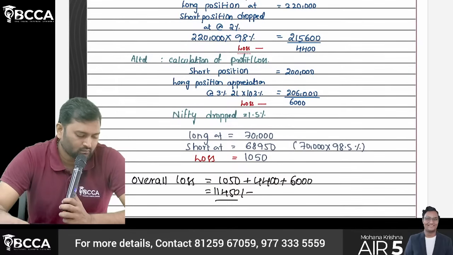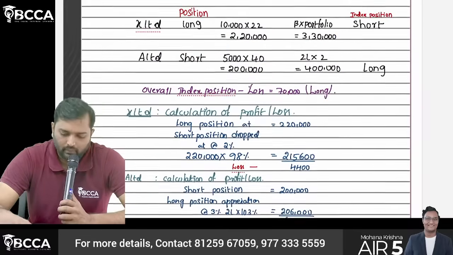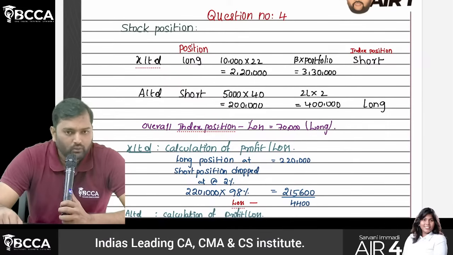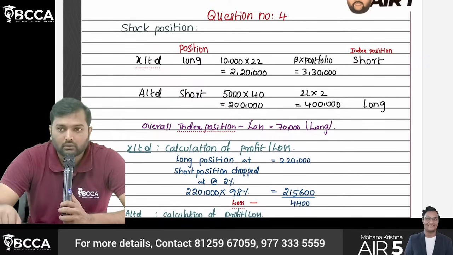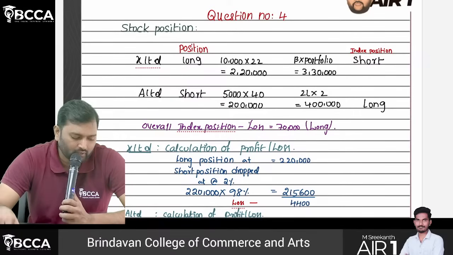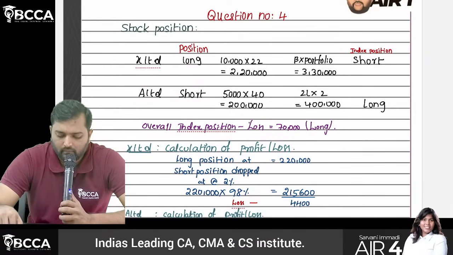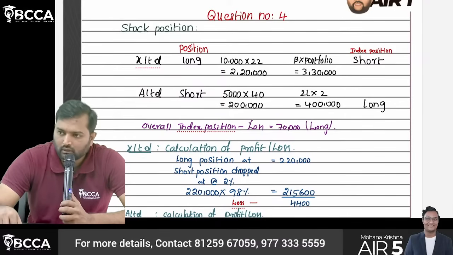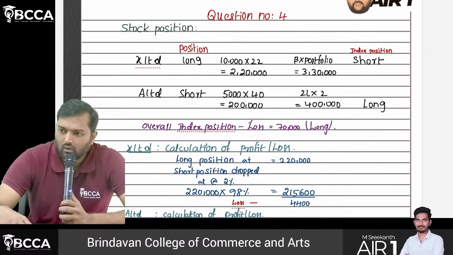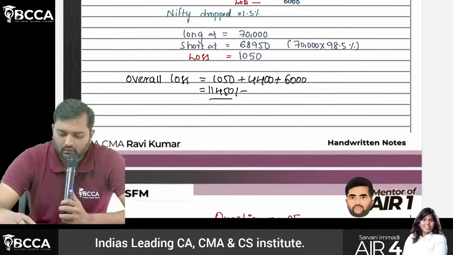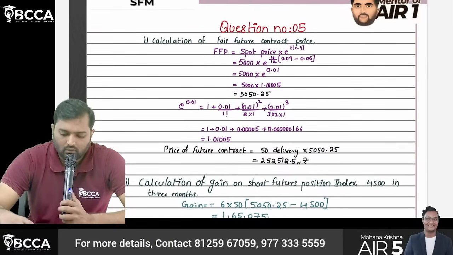CMA students, is it clear? Nifty part. Nifty part is simple. Long X Limited 220. That means index short. At what value? Value of index position: portfolio value into beta. What is the portfolio value? 220 into beta 1.5. Okay, A Limited short 2 lakhs. That means portfolio long. What is the value? 4 lakhs. Clear? Done. Next.